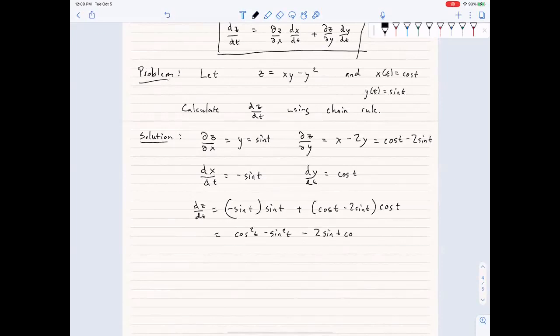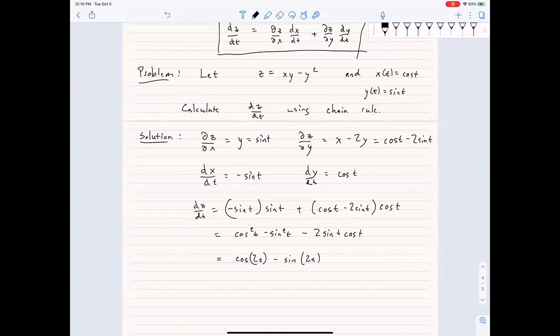And for all of you that are trig literate, I don't know, right? You'll get a cosine of 2t. You remember your double angle. And if you don't, nobody will mind.